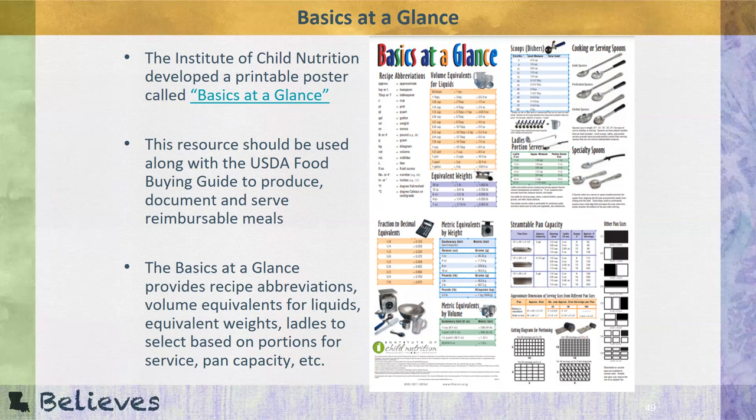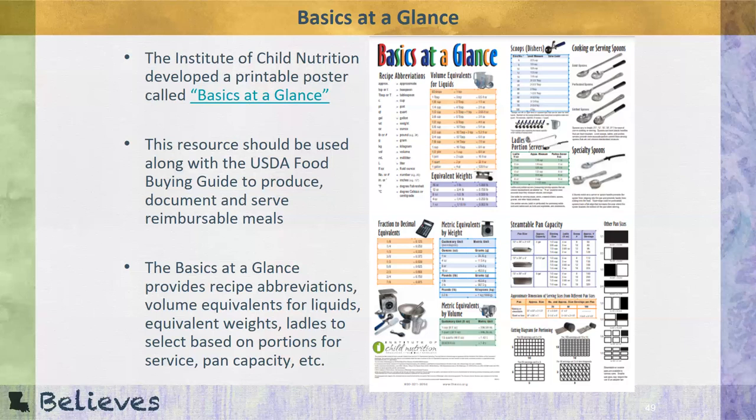correctly. The Basics at a Glance provides recipe abbreviations, volume equivalents for liquids, equivalent weights, ladles to select based on portions for service, pan capacity, etc.